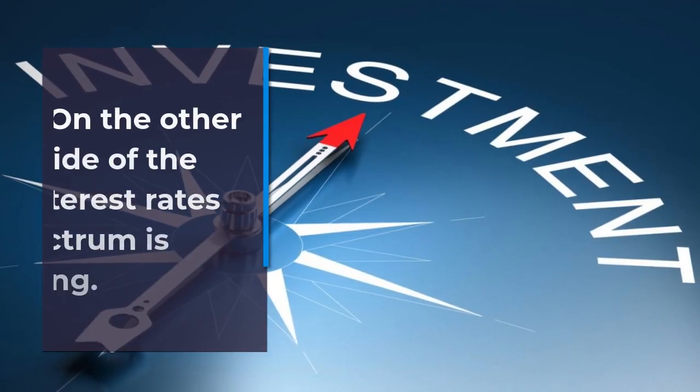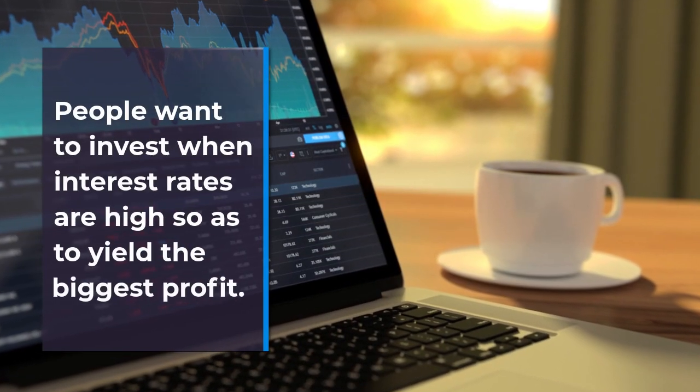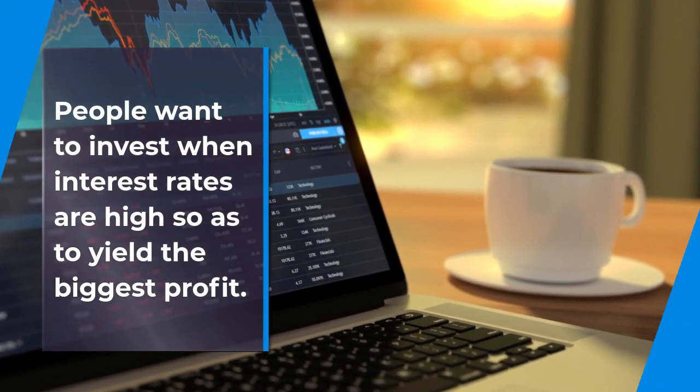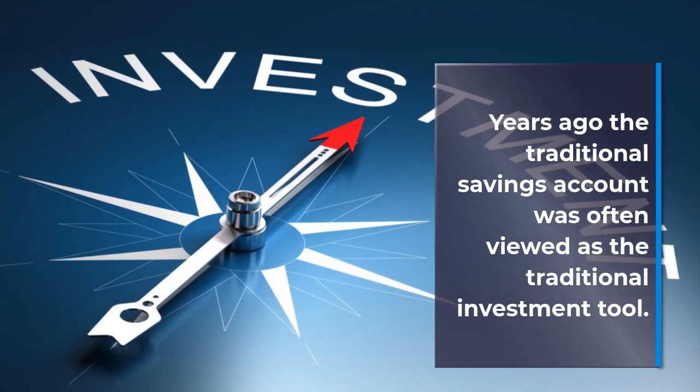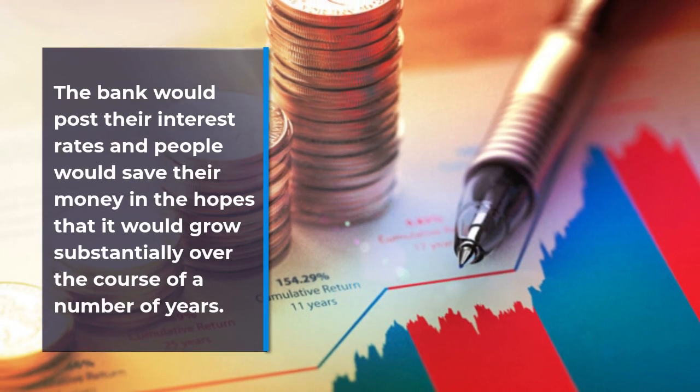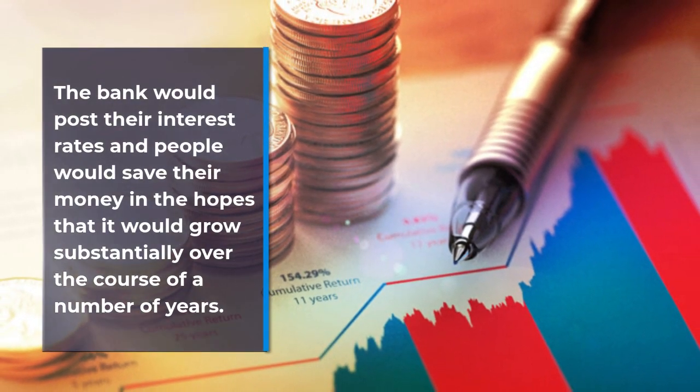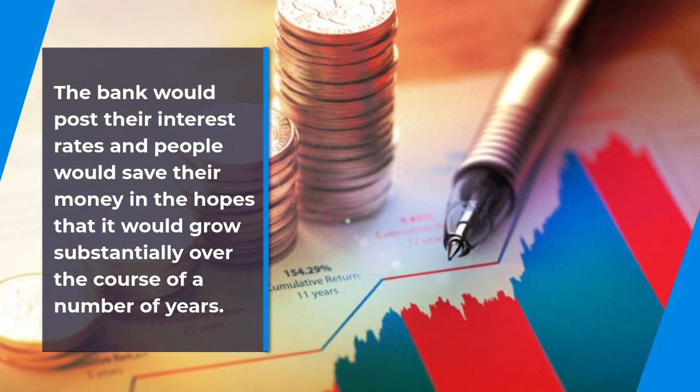On the other side of the interest rates spectrum is investing. People want to invest when interest rates are high so as to yield the biggest profit. Years ago, the traditional savings account was often viewed as the traditional investment tool. The bank would post their interest rates and people would save their money in the hopes that it would grow substantially over the course of a number of years.